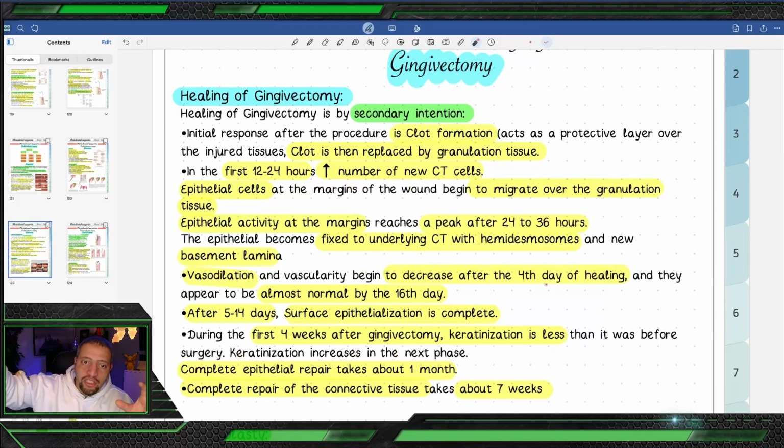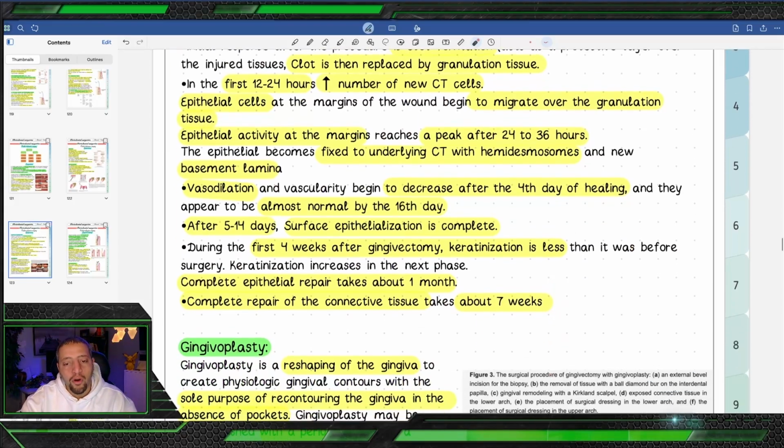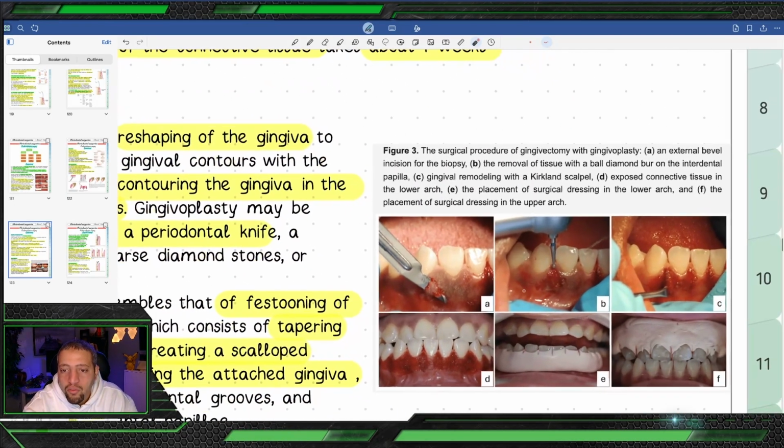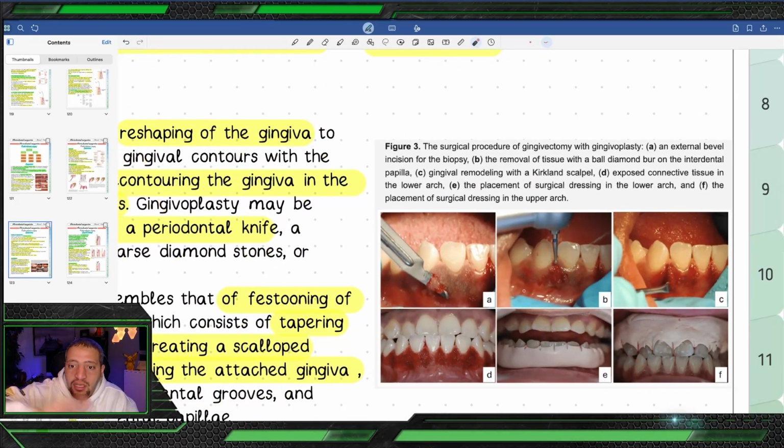Clot, granulation, first 24 hours we have connective tissue, and then epithelial cell migration starts to peak after the first day up to 36 hours, and then it fixes to the connective tissue. It takes almost 2 weeks for all surface epithelialization to happen, 4 weeks for keratinization to increase, and complete recovery after 7 weeks. Okay? How about gingivoplasty? Gingivoplasty, as you can see here, we are just going to peel some of the gum.